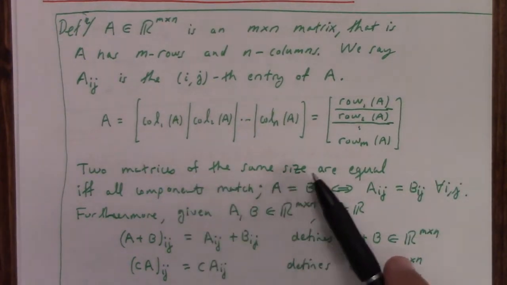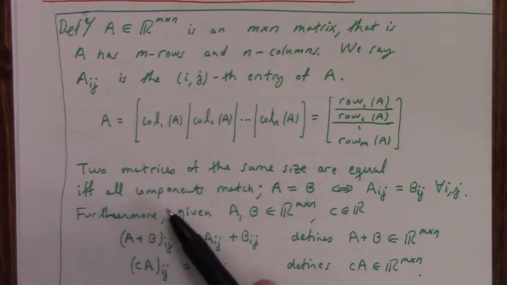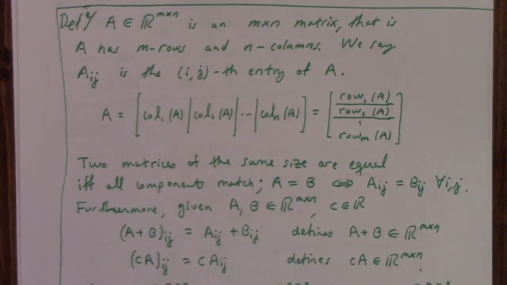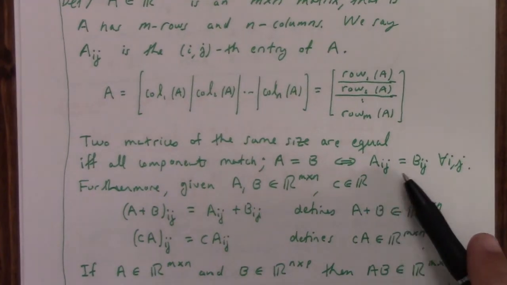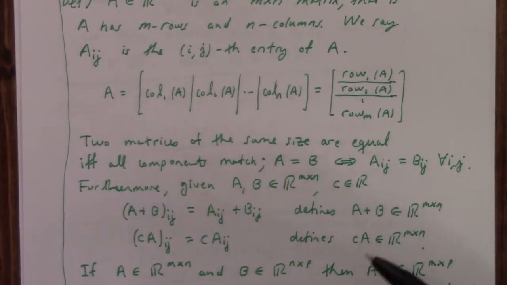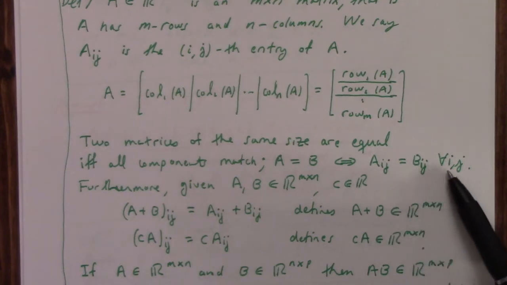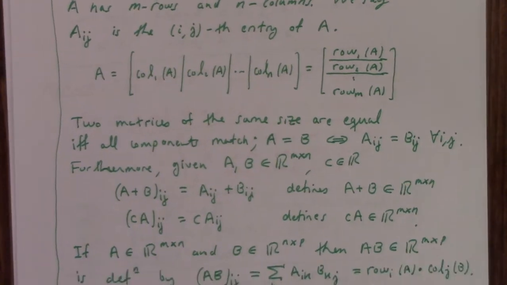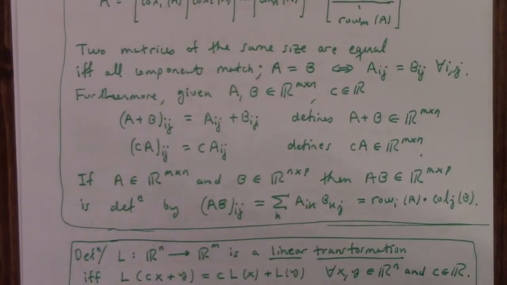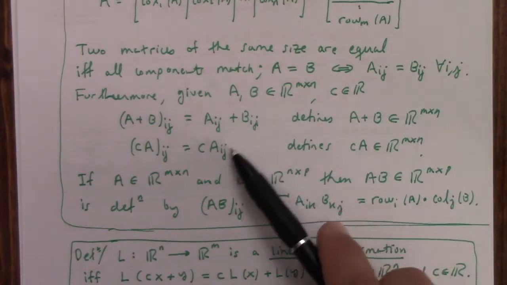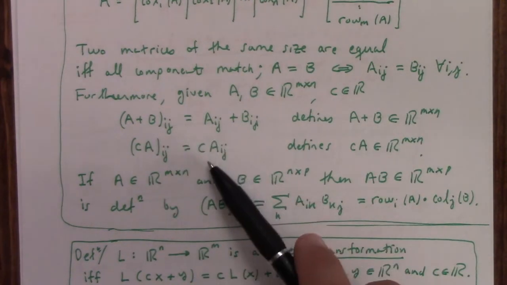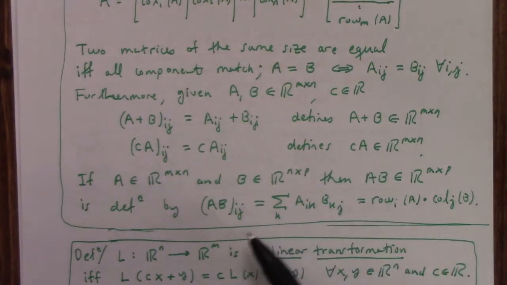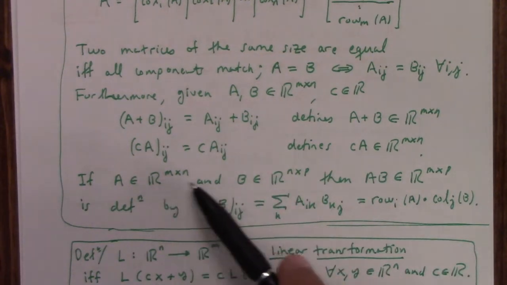Two matrices of the same size are equal if and only if all the components match. That's to say A is equal to B if and only if a_ij is equal to b_ij for all i, j. Of course, you can also judge equality of two matrices by all their columns matching or by all their rows matching. Given that that's how you define equality, it's natural then to define the sum or the scalar multiple of a matrix like so.